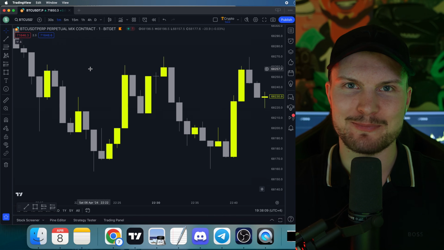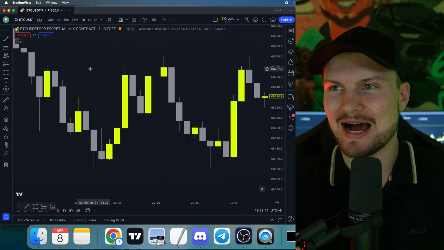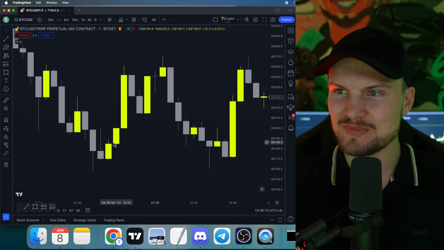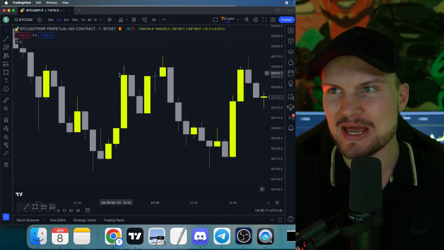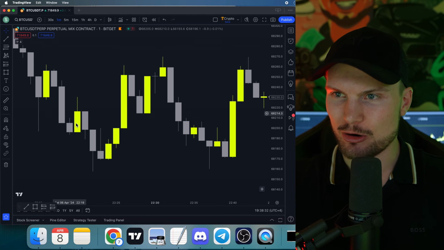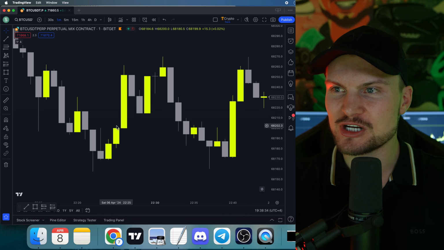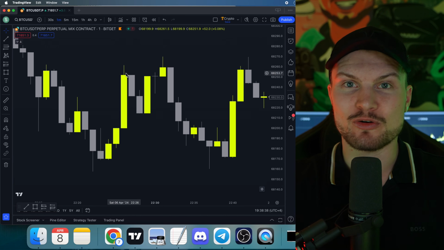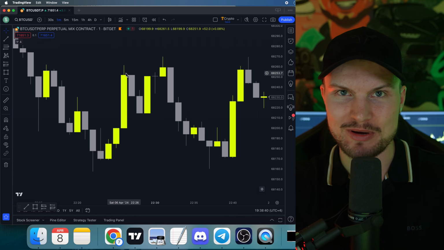Right here, we have an example of 3 white soldiers. I have to smile because the name is very funny. So here we have 1 bullish candle, 2nd and 3rd bullish candle. The idea and concept behind this candlestick pattern is that you come down, and then you have 3 bullish consecutive candles one after another, essentially showing a reversal in the price movement.